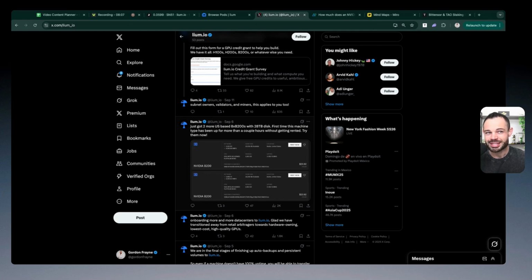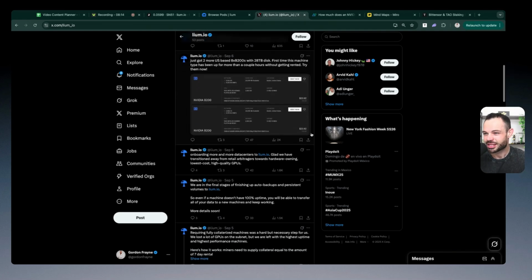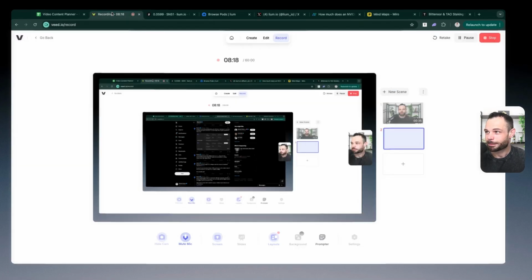Remember, Lium is a decentralized GPU compute marketplace connecting miners and customers, and I think network effects are going to continue to help this subnet grow within the Tao ecosystem.